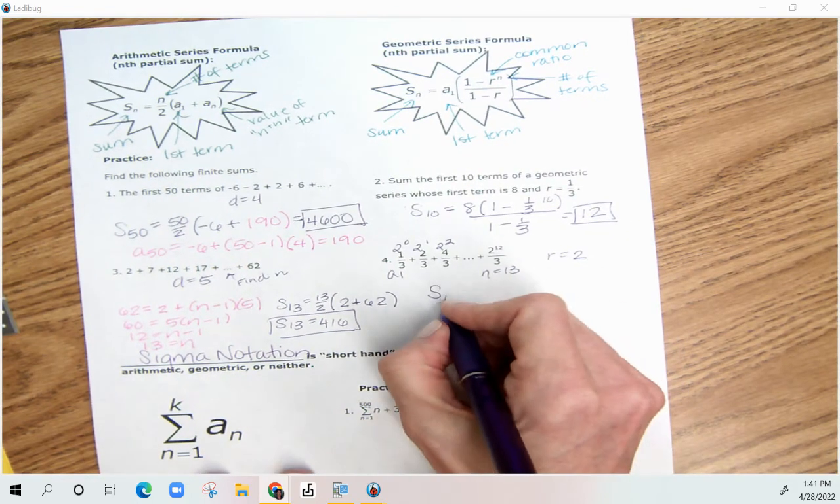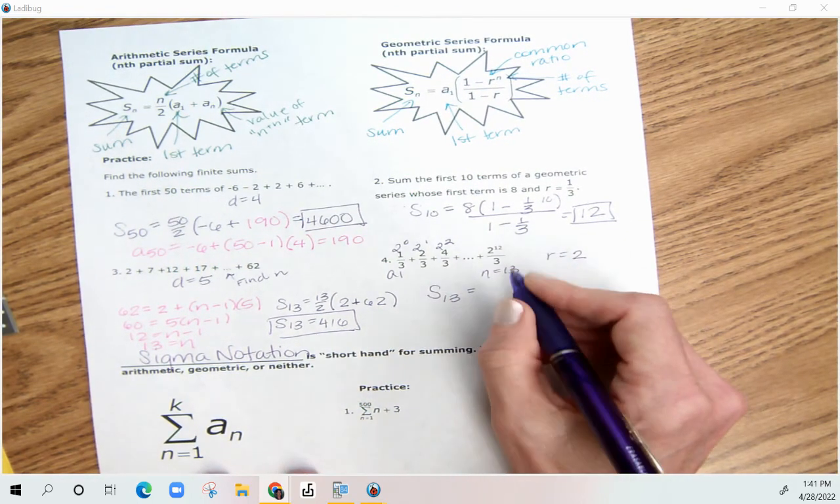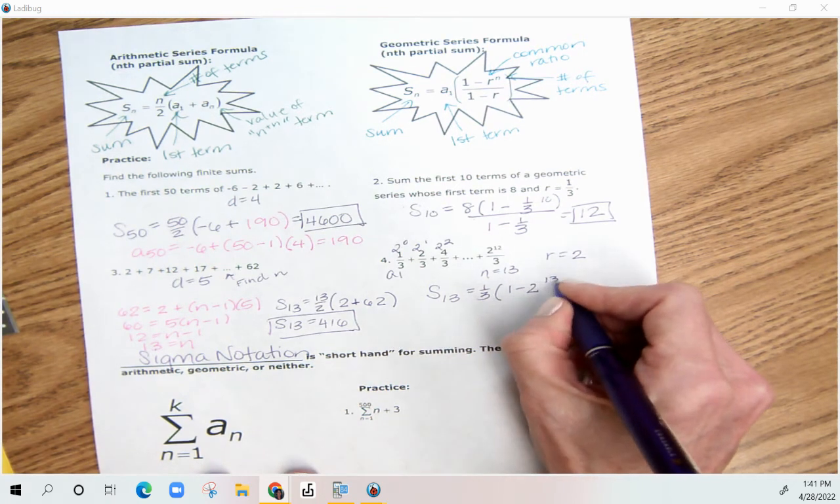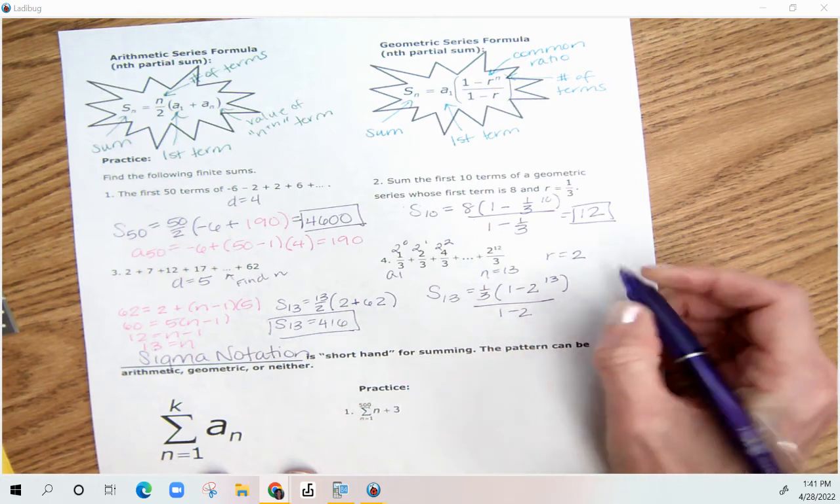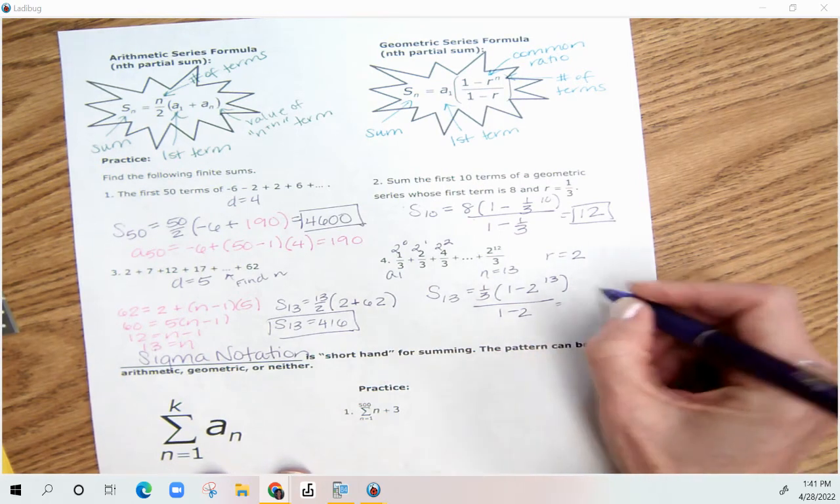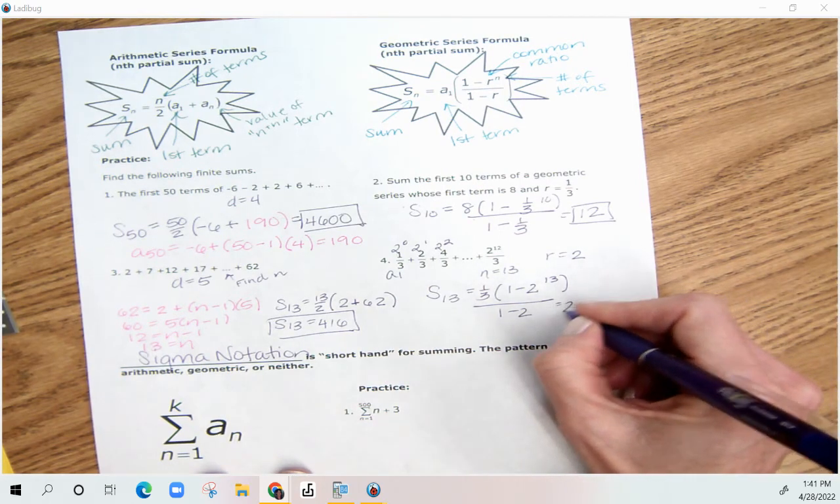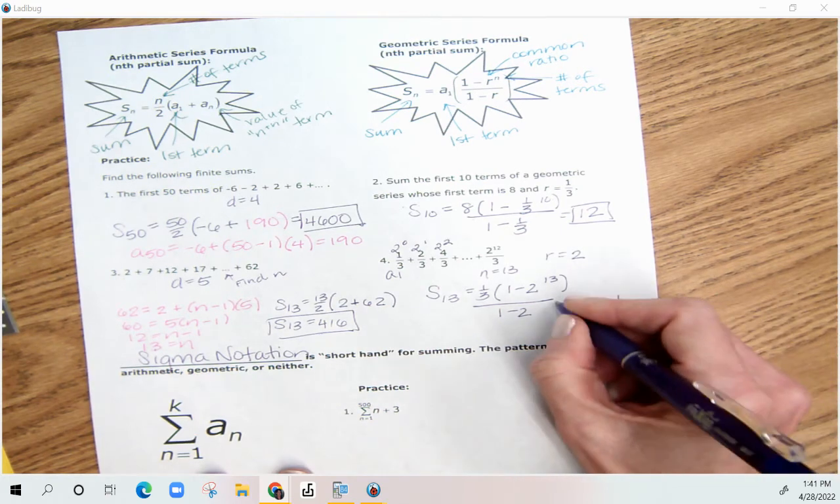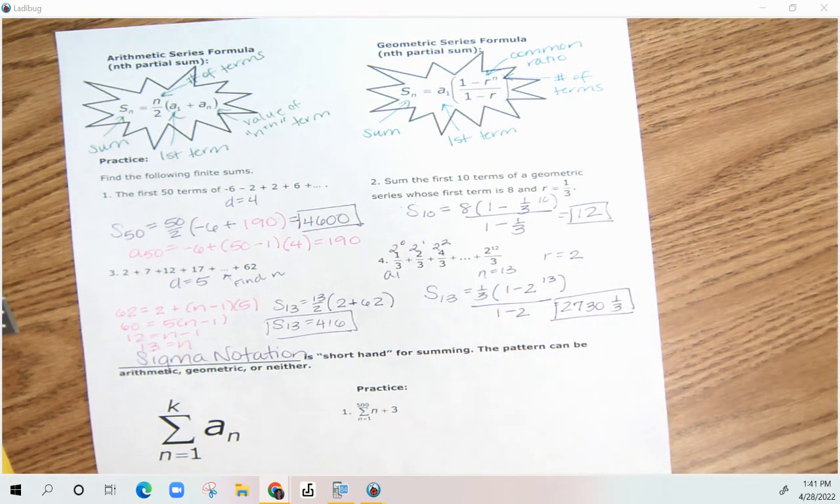So I'm actually going to find the sum of the first 13 terms. A sub 1 is 1/3. R is 2. And again, just be careful when you put this in the calculator. There's a little bit extra going on compared to the arithmetic sequences. So it's 2,730 and 1/3. You do get 0.3 repeating.